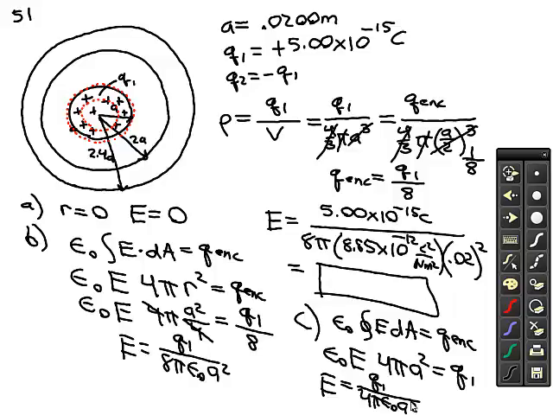Part D. At 1.5a. Okay, at 1.5a, what are we going to do? Our Gaussian surface is now this. How much charge does it enclose? Q1. What's its radius? 1.5a. It's the same solution as C, except we're going to put 1.5a at the bottom instead of a. There's really no difference. It's enclosing just the inner sphere. Okay, should I write that one out, or are you okay?